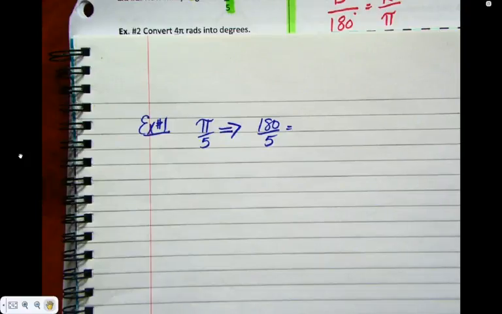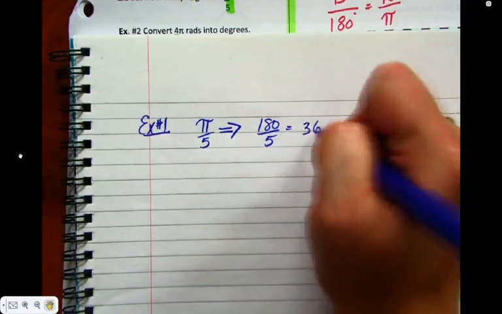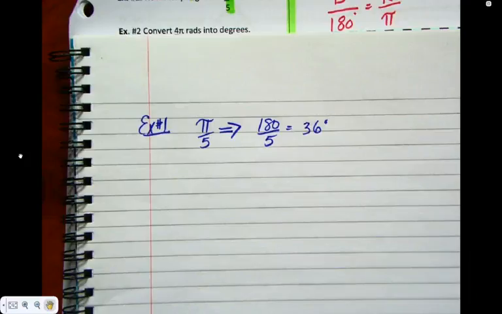Do I have an offer? 36 degrees. Do I have confirmation? Yes. 36 degrees. And if you take half a circle, roughly 180 degrees, and divide it into 5, it's roughly about that measurement. That's how to convert radians to degrees.